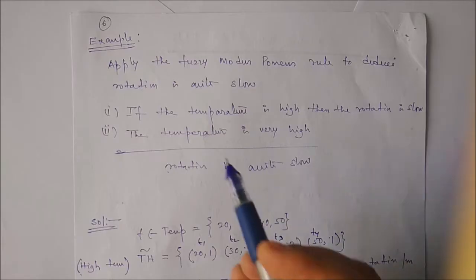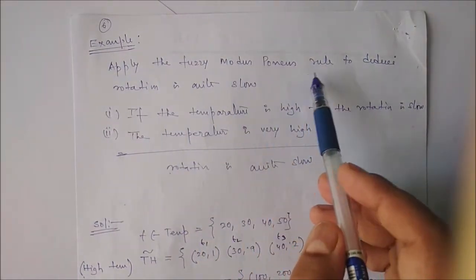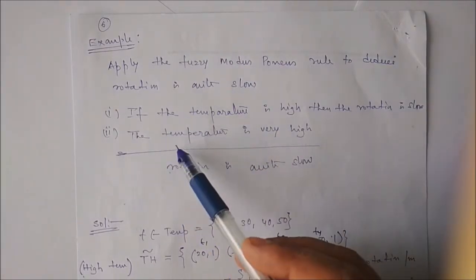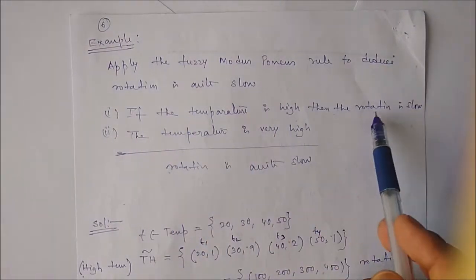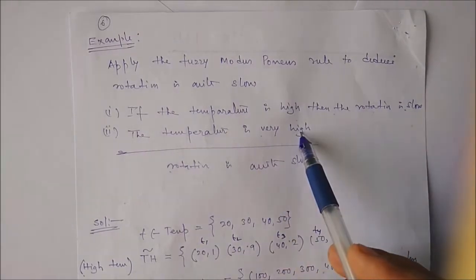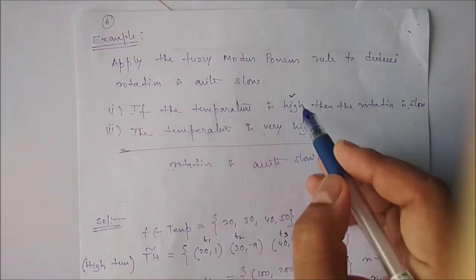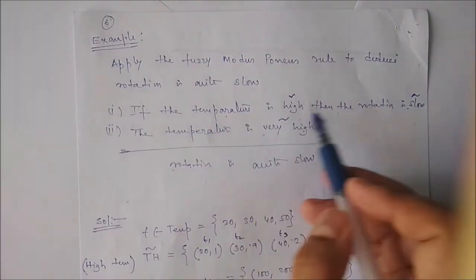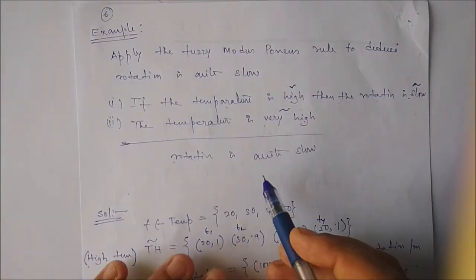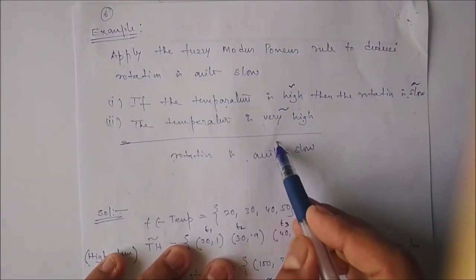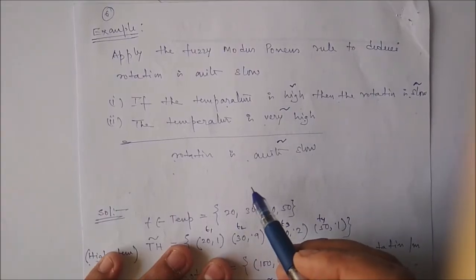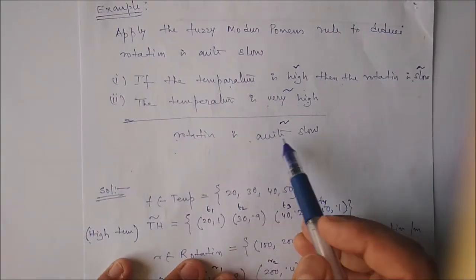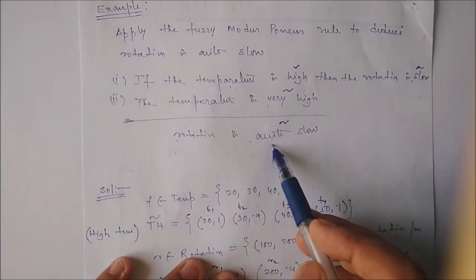Next example, a practical example: apply the fuzzy modus ponens rule to deduce that rotation is quite slow. These two pieces of information are given: if the temperature is high, then the rotation is slow; the temperature is very high. Here high, very high, and slow are the fuzzy sets. Temperature and rotation are the generic variables. So we have to deduce that rotation is quite slow. These two are given, and this one is unknown. We have to identify the membership values of quite slow.